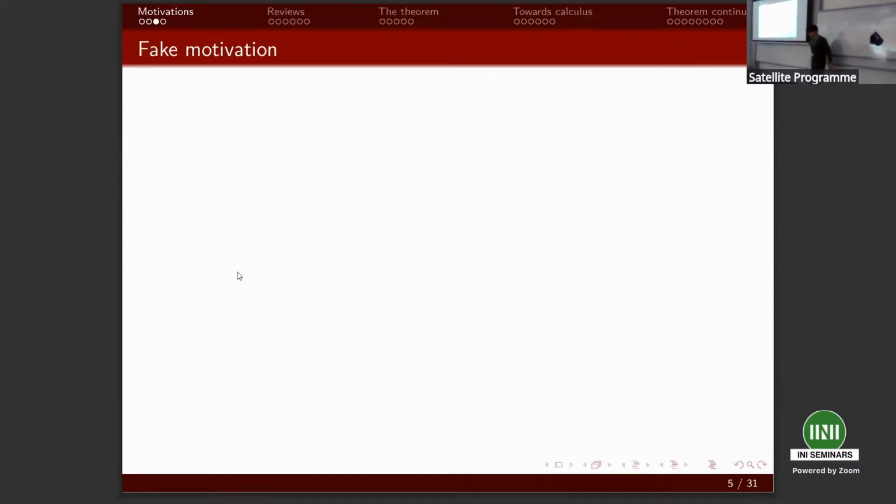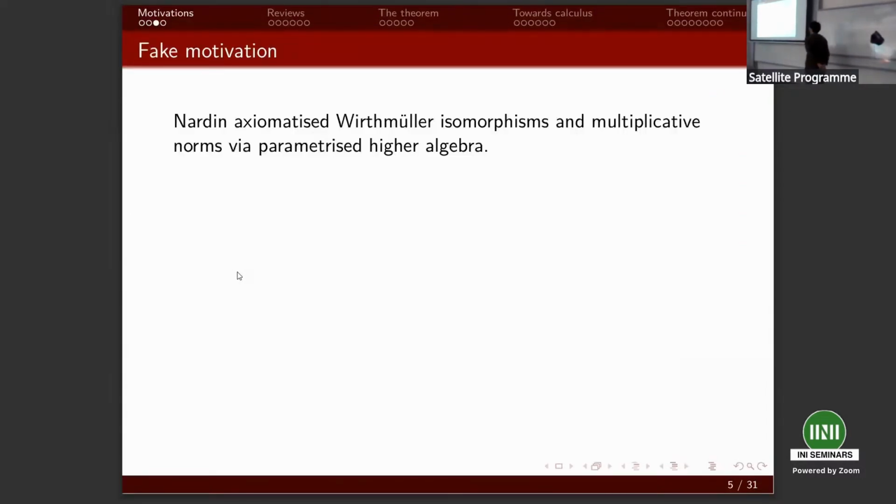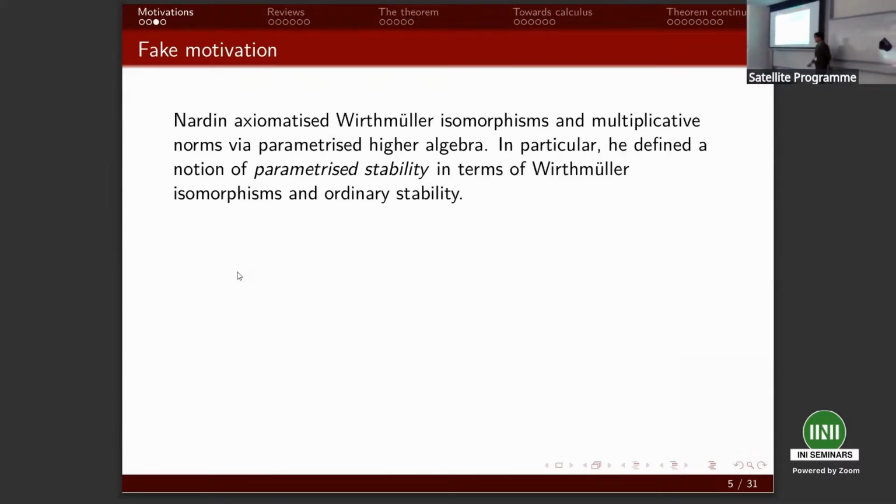Okay, so that's the end of the true motivations. Here's the fake one, which is what the talk is about. So Denis Nardin axiomatized the notion of Mackey functors and Miller isomorphisms that we saw yesterday already, and multiplicative norms, via this theory of parametrized higher algebra. I don't assume that people are familiar with this, so I'm going to review this a bit. But in particular, what you can say with this whole theory is you can talk about parametrized stability, and this is defined in terms of the Miller isomorphisms and ordinary stability.